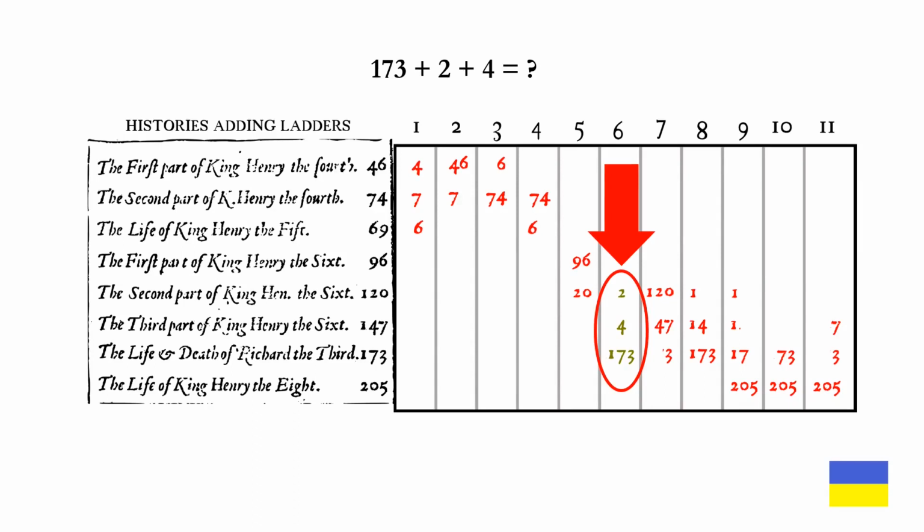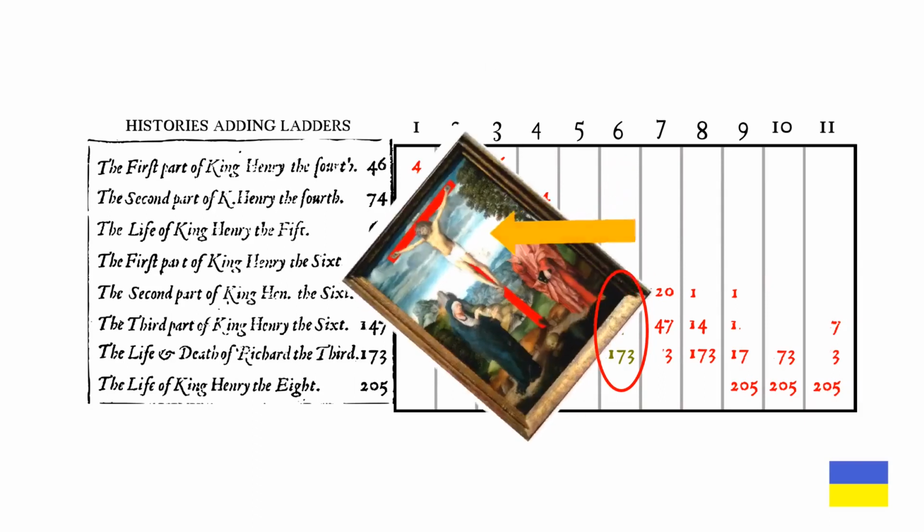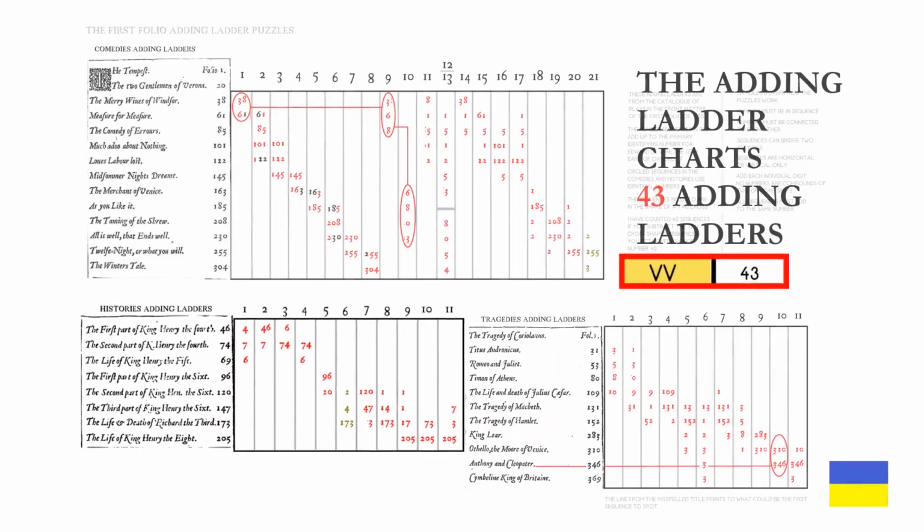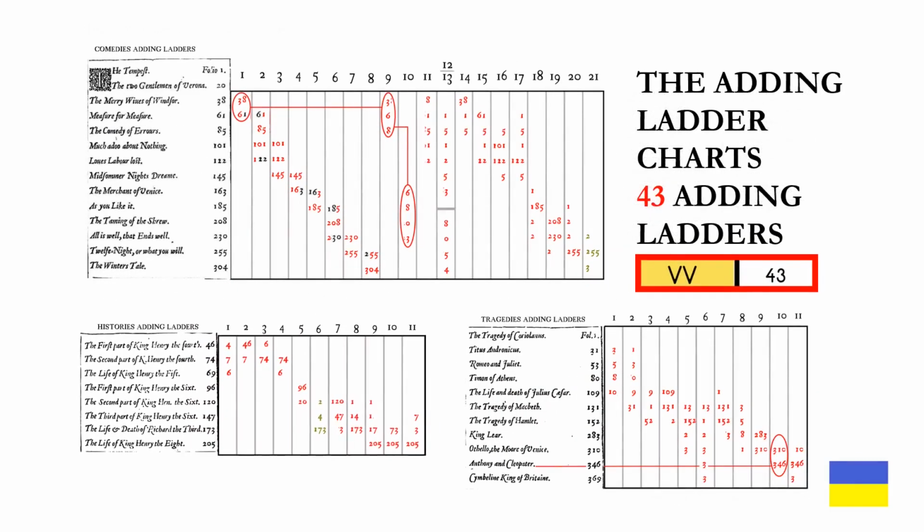Also, the shape of this is the same as an upside-down Tau cross, possibly hinting that God had a hand in creating this text. There are 43 adding ladders, and in the Latin alphabet repeating count, the number 43 has a letter value of V. This does not seem like another coincidence.